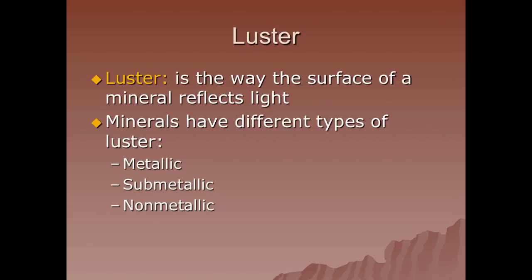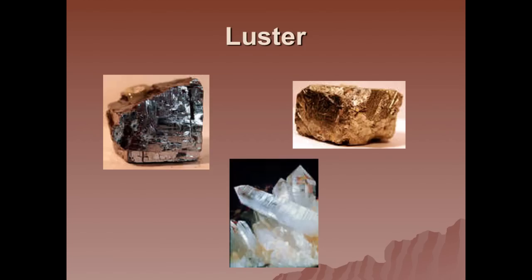So definitely know that luster is also a physical property. So color and luster are the two we have so far. Now, if you look at my picture, obviously, you can see that the one to the left has a luster. It is metallic. The one to the top right would be considered submetallic. And then the bottom one that's a crystal is obviously non-metallic.